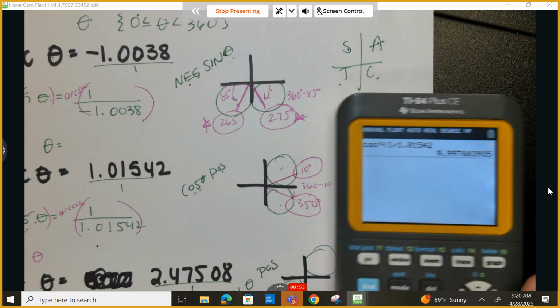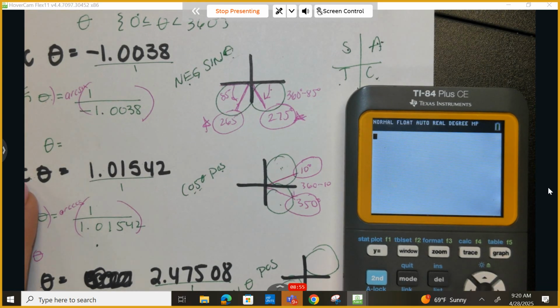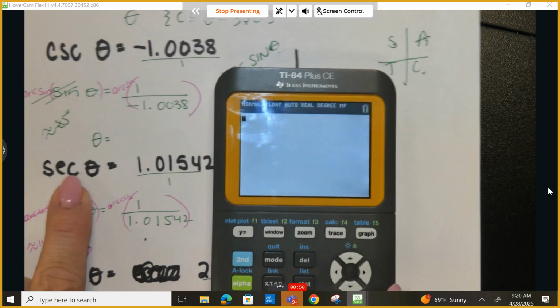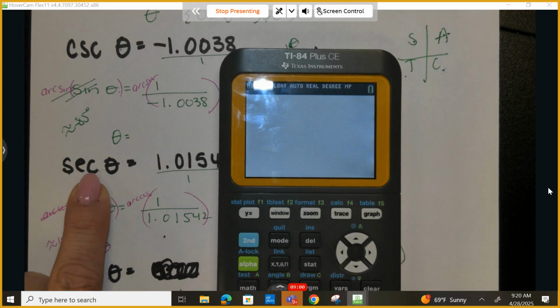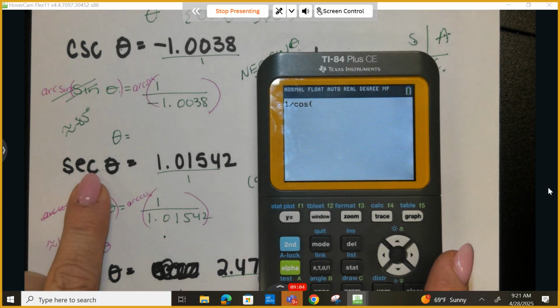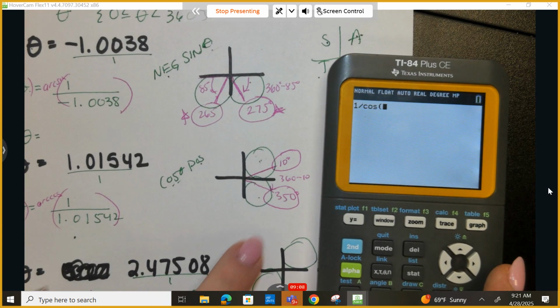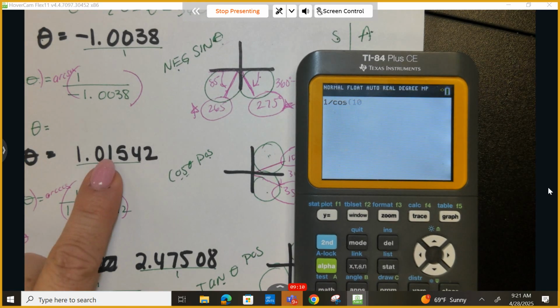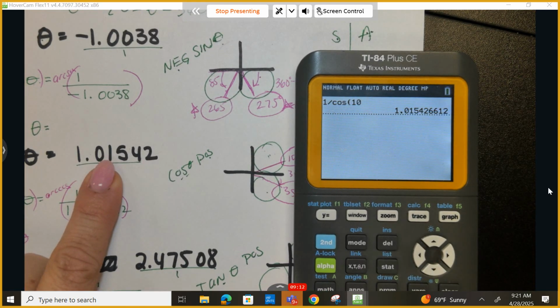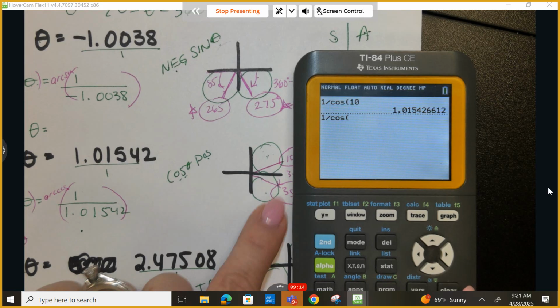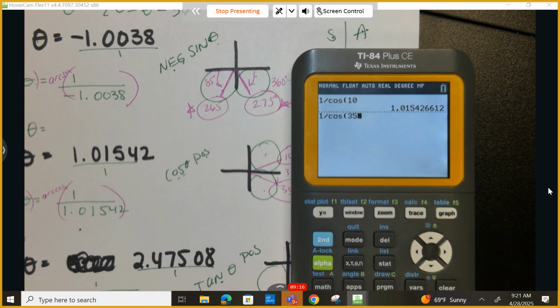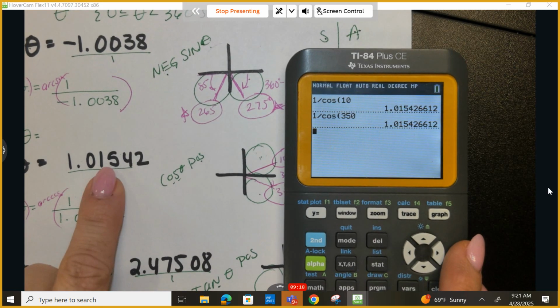So I'm going to grab my calculator, and I'm going to plug this in. Again, there is no secant, but there is a cosine. So 1 divided by cosine is the same as secant, since they are reciprocals. 1 divided by cosine. And now let's check our answers. Let's check 10 first. This is what I need to achieve. I do. And then 1 divided by the cosine of 350. And I'm able to get it again.